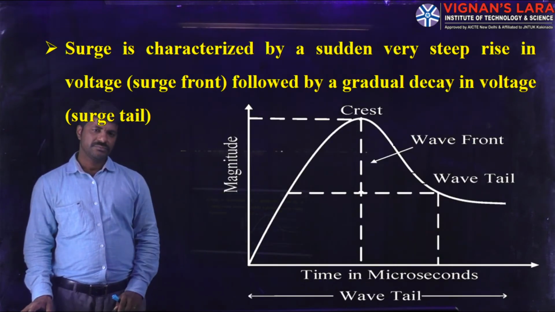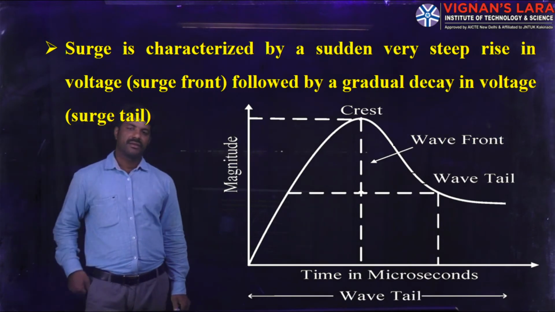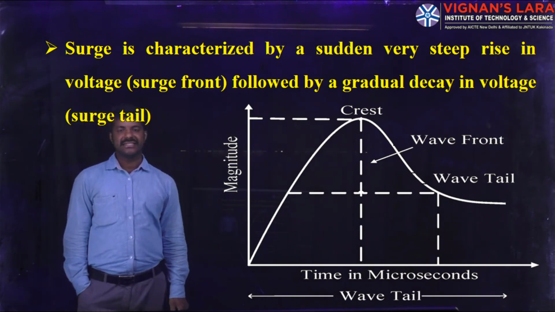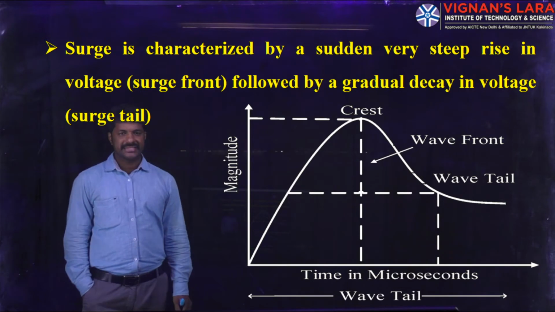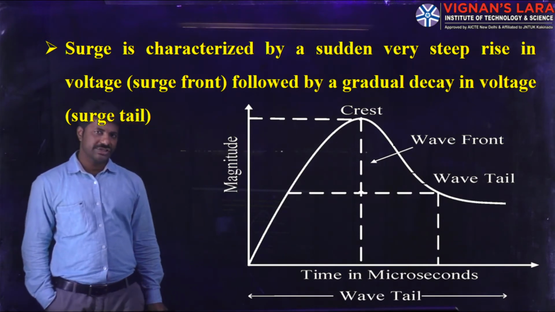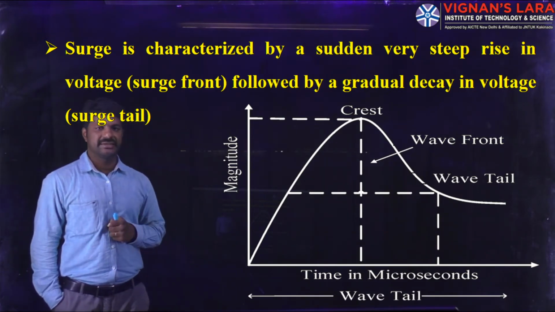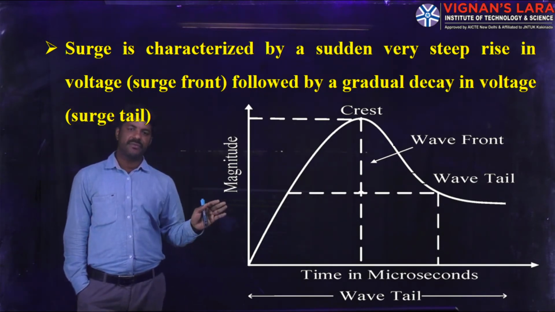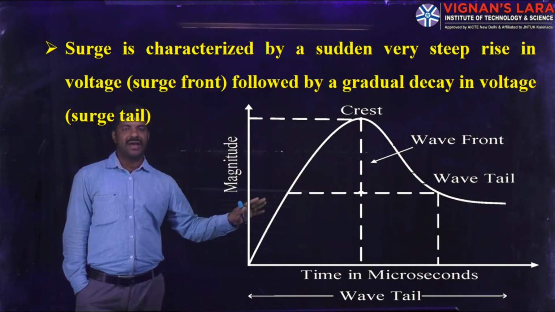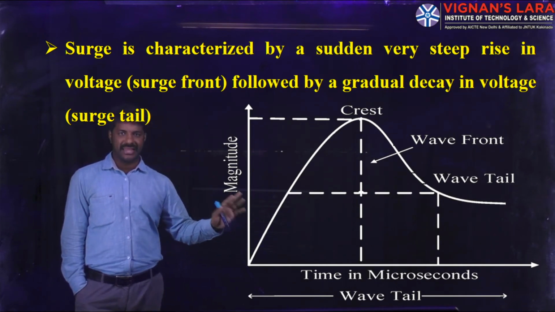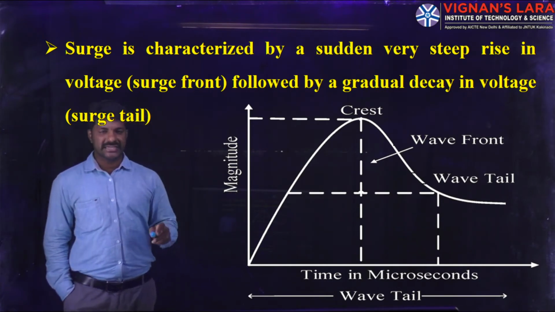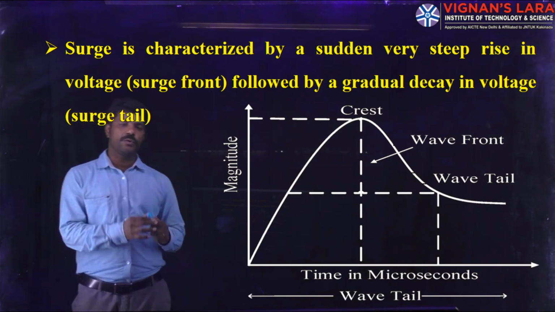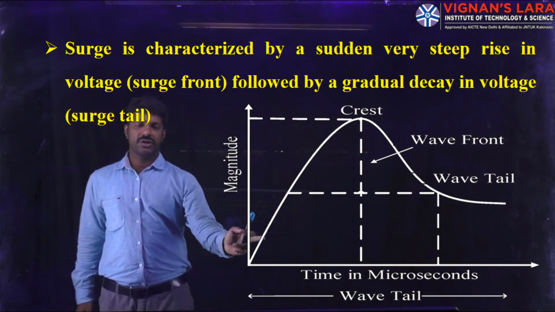So then let us see, what is that surge? This surge is characterized by a sudden steep rise in the voltage called the surge front, and it is followed by a gradual decay from its peak value to its normal value called the surge tail. So the waveform of the surge is divided into two parts, namely, here if you observe it.